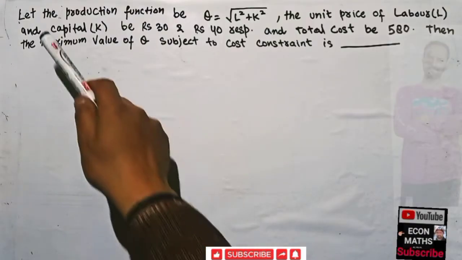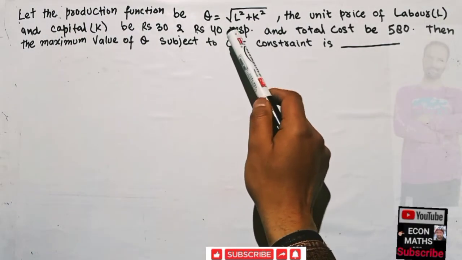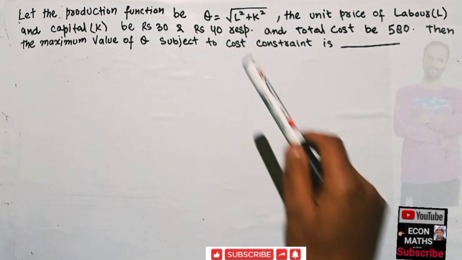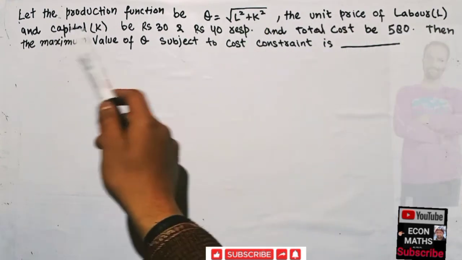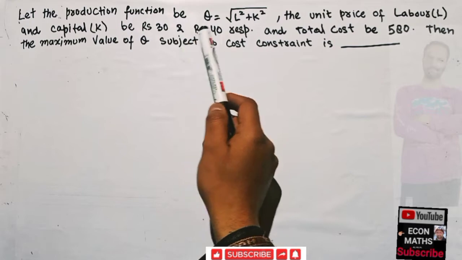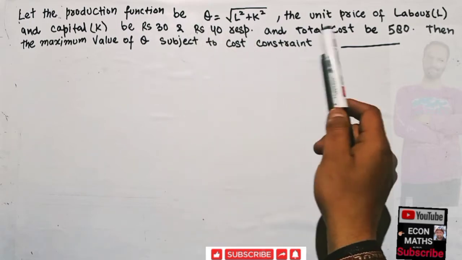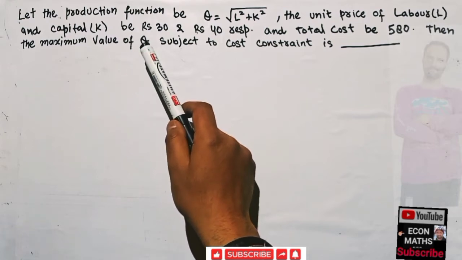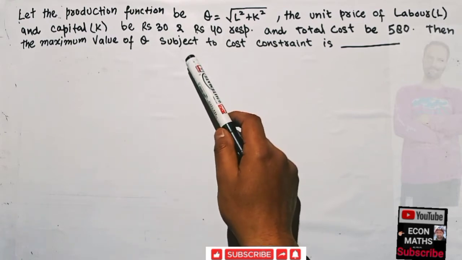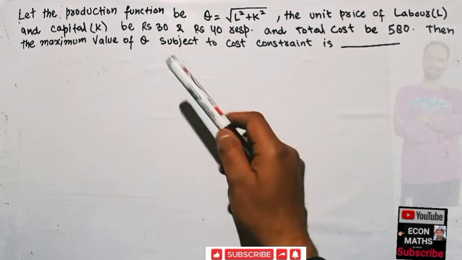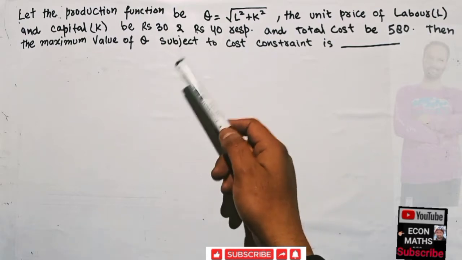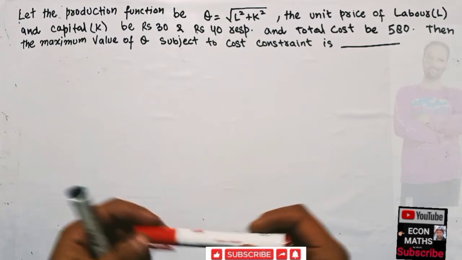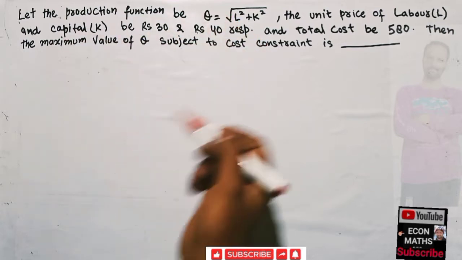Next question is: let the production function be Q equals the square root of L squared plus K squared. The unit prices of labor and capital are rupees 30 and rupees 40 respectively, and the total cost is 580 rupees. Then the maximum value of Q subject to the cost constraint is, we have to find the maximum value of Q subject to the cost constraint. So what we are being given is the production function.